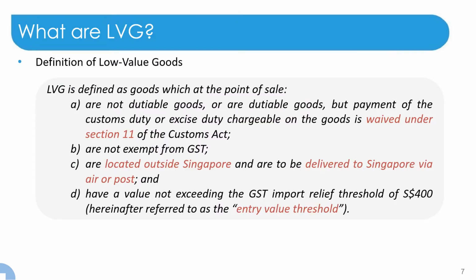What are LBG? LBG is defined as goods which, at the point of sale, are not dutiable goods or are dutiable goods but payment of the customs duty or excise duty chargeable on the goods is waived under Section 11 of the Customs Act, are not exempt from GST, are located outside Singapore and are to be delivered to Singapore via air or post, and have a value not exceeding the GST import relief threshold of Singapore $400, hereinafter referred to as the entry value threshold.